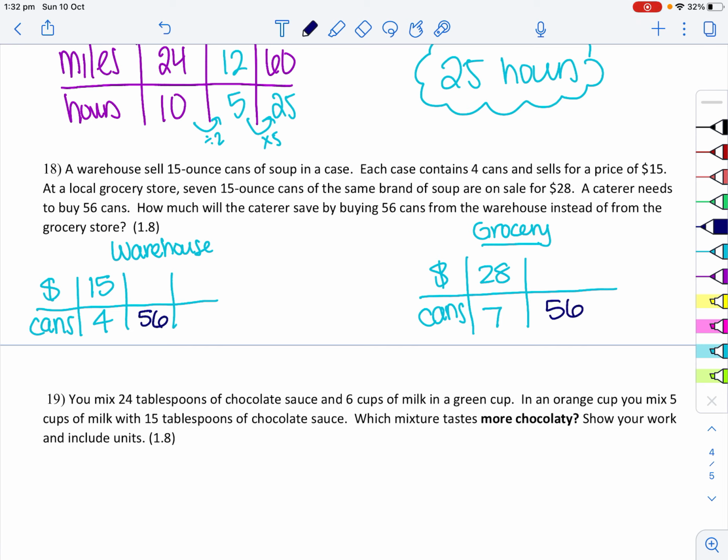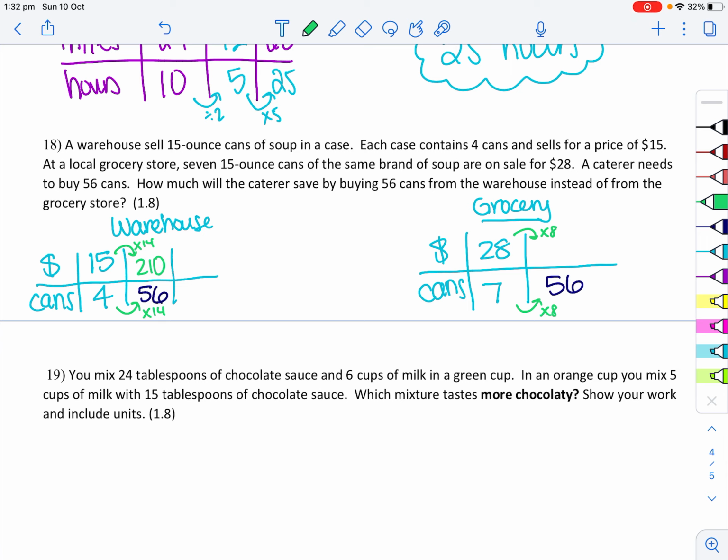How much will the caterer save by buying 56 cans from the warehouse instead of the grocery store? So I'm going to do times 14. And then over here, I'm going to do times 8. For 15 times 14, I can use my multiplication chart. So I get 210.